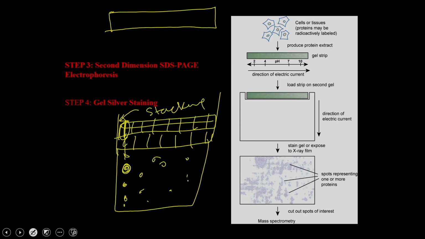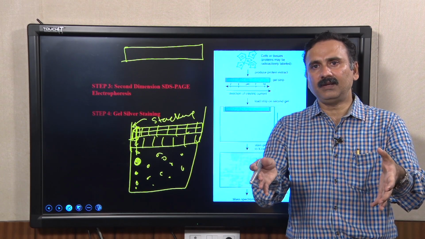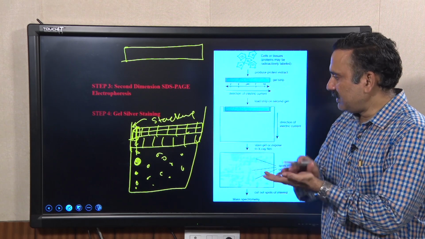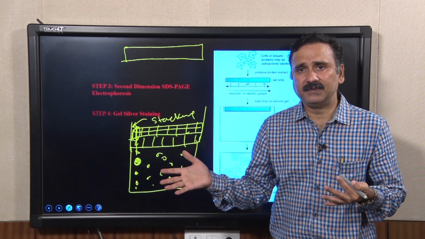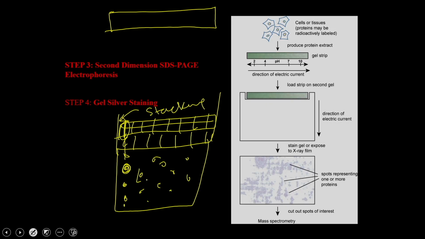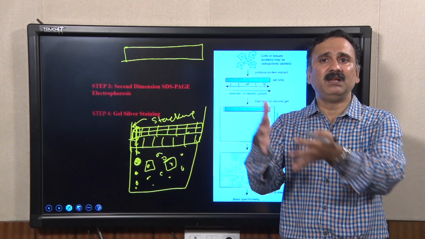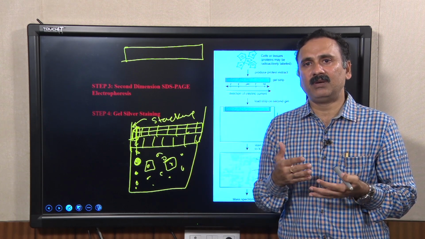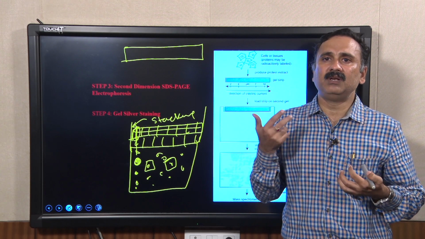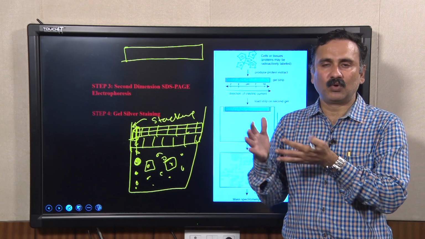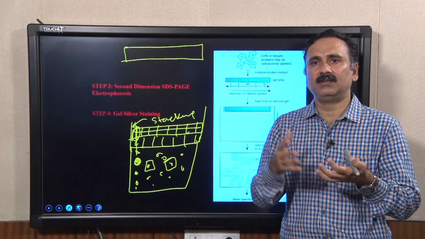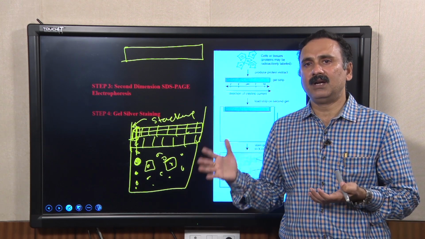Once you get these spots, you can analyze the spot pattern on the second dimension gel, and you can compare it with the untreated samples or the different treatment samples, and that is how it is going to tell you which spots are differentially expressed, which means these are the spots which are additionally present. Those spots you can extract out from the gel and use in downstream approaches, for example, you can do the trypsinization and then you do the mass spectrometry and all that, and you can identify the proteins.